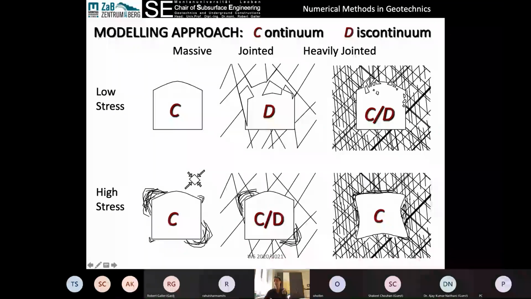And then in the heavily jointed rock mass, so if we picture a very heavily jointed limestone under a 2,000 meter mountain, then we're going to be expecting more like squeezing type ground rather than raveling. And that can be approximated using a continuum method. So then linking the problem that we have, the type of conditions that we have, and the behavior that we're expecting is super important for selecting our approach.